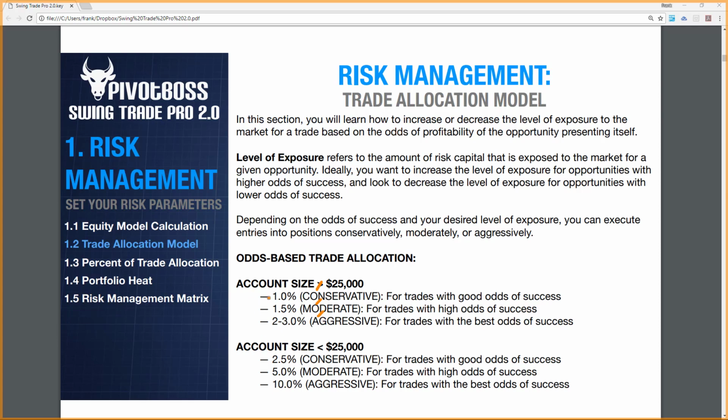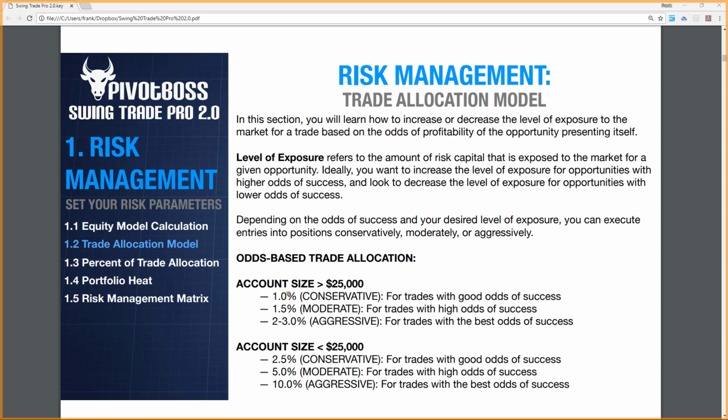It ties together the fixed fractional or fixed risk percentage approach of 1% conservative, 1.5% moderate, 2 to 3 aggressive. And now what I'm asking you to do is tie in further the odds of success for a given opportunity. So for trades with good odds of success, perhaps you go conservative. For trades with high odds of success, perhaps you go moderate. And for trades with the best odds of success, go aggressive. These are 3 different layers right now that you can overlay in order to really get a good grasp of how to allocate your equity for various trades.